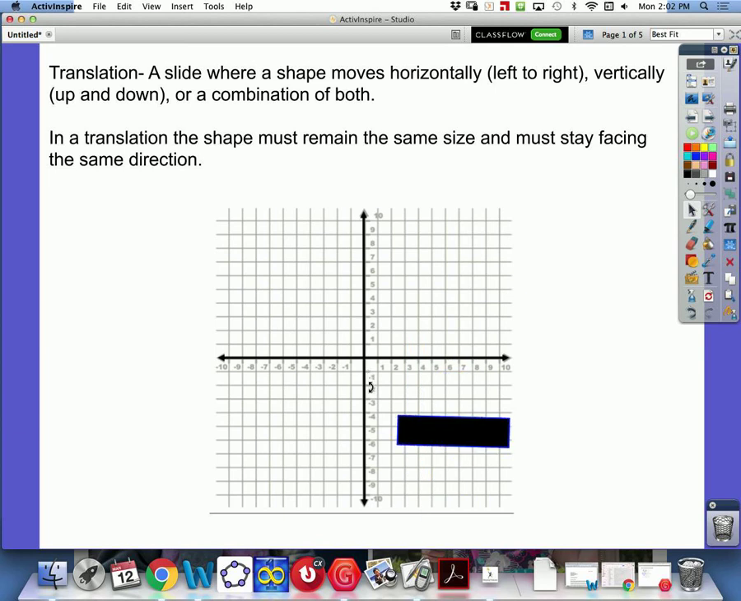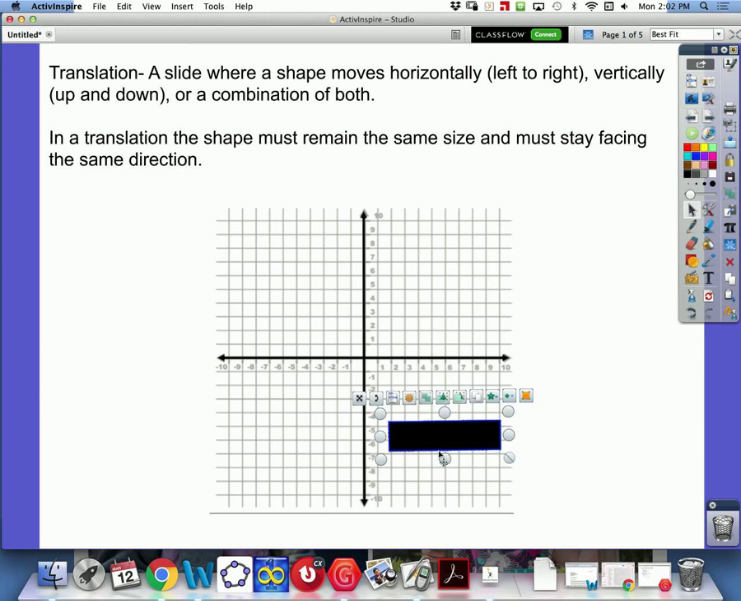So you need to make sure when they ask you which one could be a translation of a shape, it's only allowed to move up, down, side to side, or a combination of both, and it's not allowed to rotate. If it looks like this, it has to stay looking like this. It's not allowed to turn.